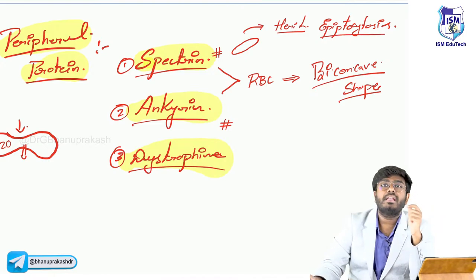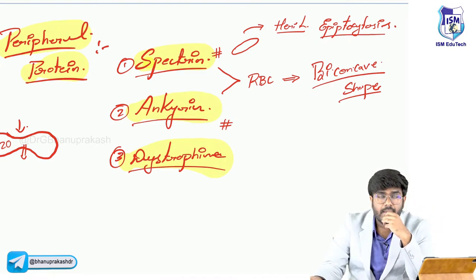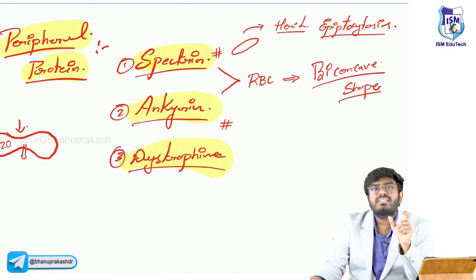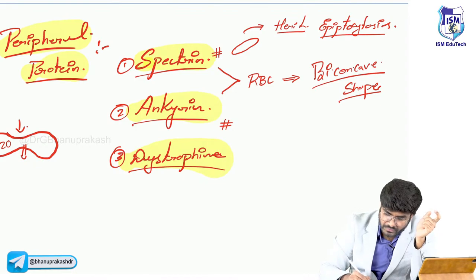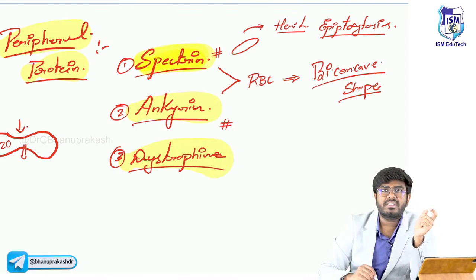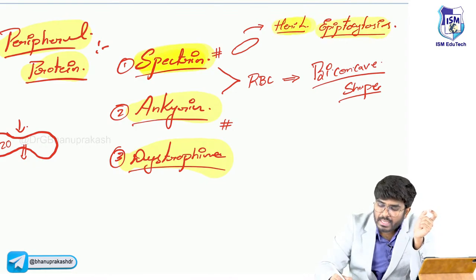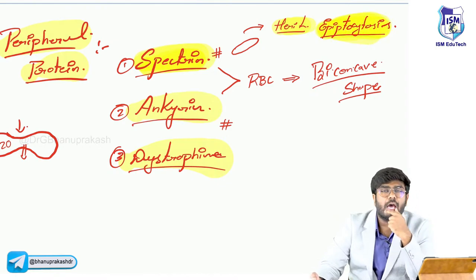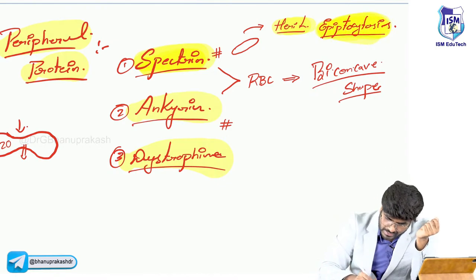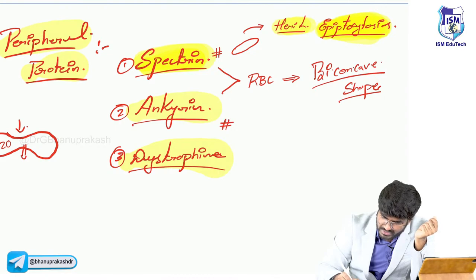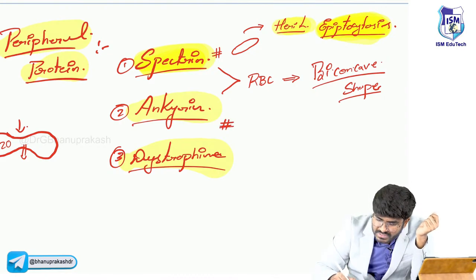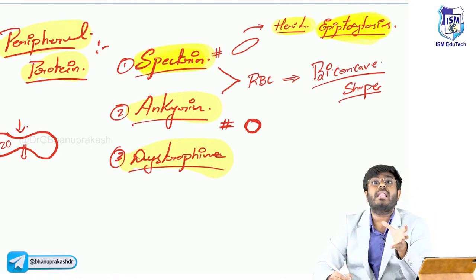Okay, hereditary elliptocytosis. The RBCs are becoming elliptical in shape. The question asked, what is the defect? Which protein defect? Spectrin. Defect in the spectrin. If the spectrin is mutated, it will cause ellipsoid RBCs, elliptical RBCs. Now, if the ankyrin is defective, there is a defect in ankyrin. Now, RBCs will become round-shaped RBCs, spherical RBCs.